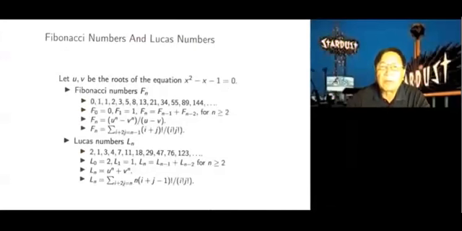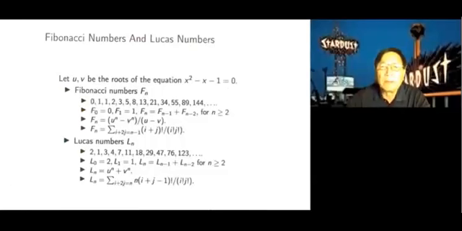For Fibonacci numbers, f of n equals u to the nth power minus v to the nth power divided by u minus v. For Lucas numbers, L of n equals u to the nth power plus v to the nth power. Both f of n and L of n have very elegant sum formulas.